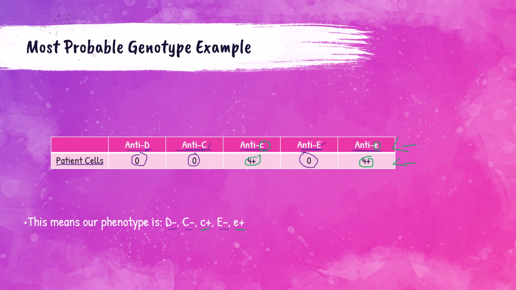So in this particular case, we know that they have negative reactions with big D, big C, and big E, and positive reactions with little c and little e. So we know they're little c positive, little e positive, and negative for all the other antigens.